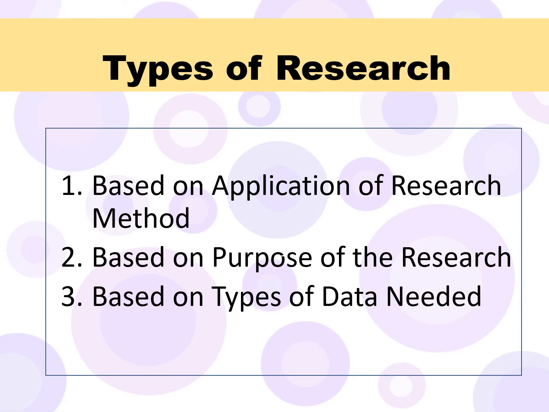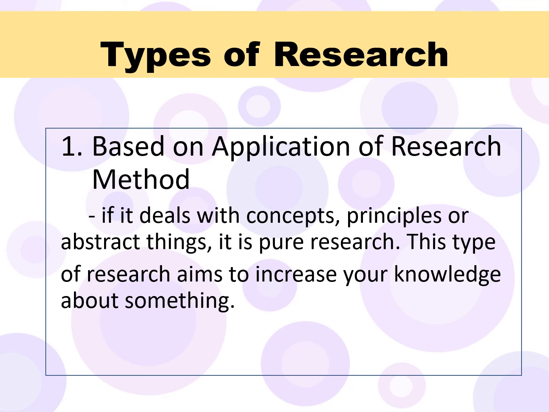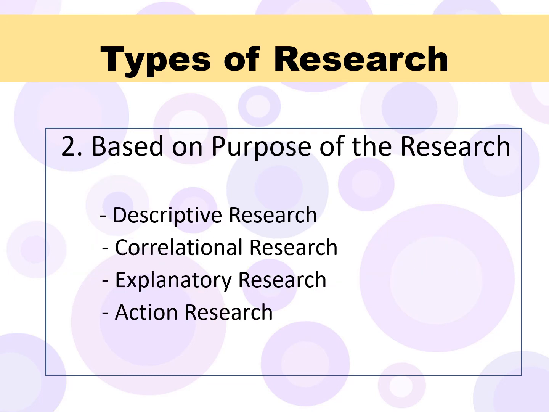There are different types of research. Research which are based on application of research method, research which are based on the purpose of the research, and those research based on the types of data needed. For those research based on application of research method, if it deals with concepts, principles, or abstract things, it is pure research. This type of research aims to increase your knowledge about something. Second, if it is based on purpose of research, usually these are those descriptive, correlational, explanatory, and action research.